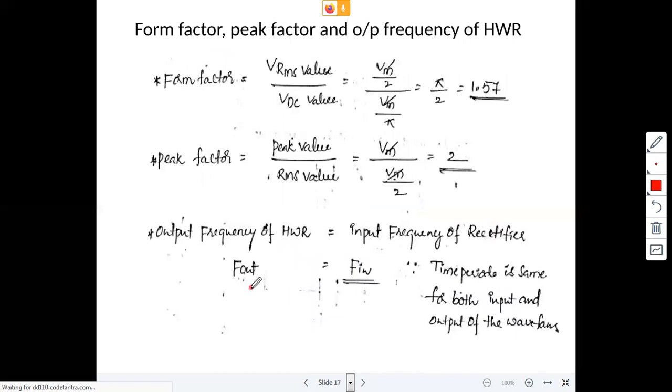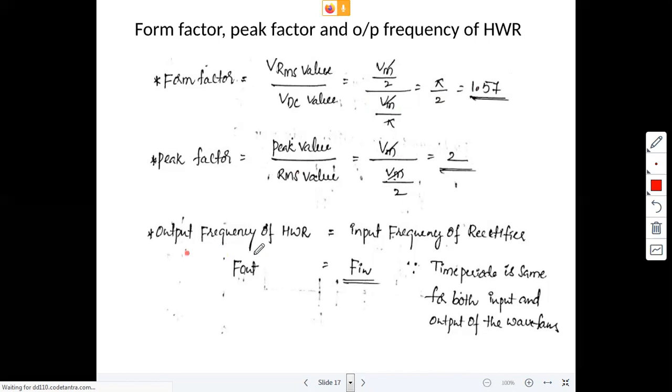There are a few other parameters. One is the form factor. Form factor is equal to VRMS value by VDC value. All these are for the half wave rectifier only. Vm by 2, Vm by pi, Vm gets cancelled, then pi by 2, that is equal to 1.57. Similarly, peak factor is equal to peak value by RMS value. Peak value is equal to Vm, RMS value is equal to Vm by 2, that is equal to 2.